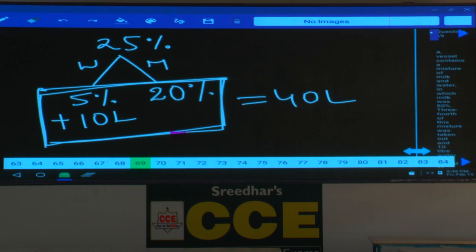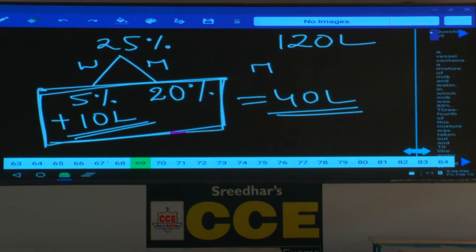Coming. This 40 liters is including the extra 10 liters of water. If you delete that extra 10 liters, how much quantity will be there? 30 liters, which is 25% of total quantity. Then total quantity must be equal to 100%, which is 4 times 30, that is 120 liters. Out of 120 liters, milk occupies 80%. 80% of 120 liters is equal to 96.